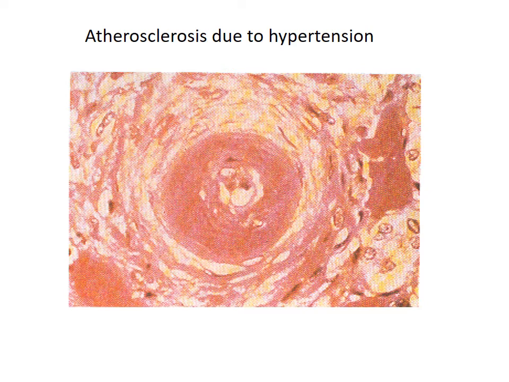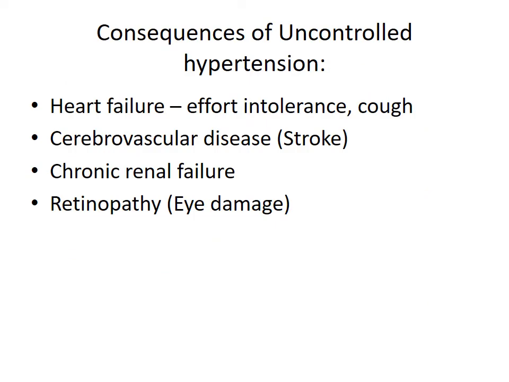So the consequences of uncontrolled hypertension include effort intolerance, heart failure, a stroke, which I talked about, chronic kidney failure, and they can have eye damage, which can result in visual impairment. The second one, which is always regarded as a cousin or sister of hypertension, is diabetes mellitus.